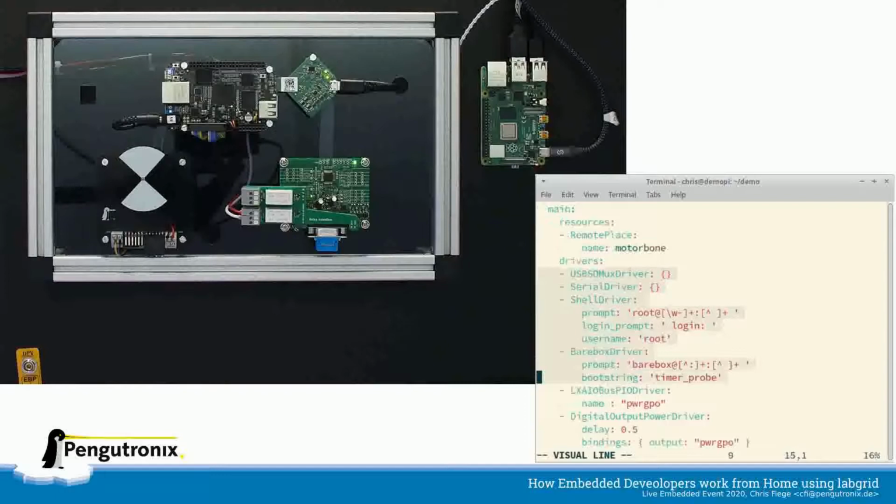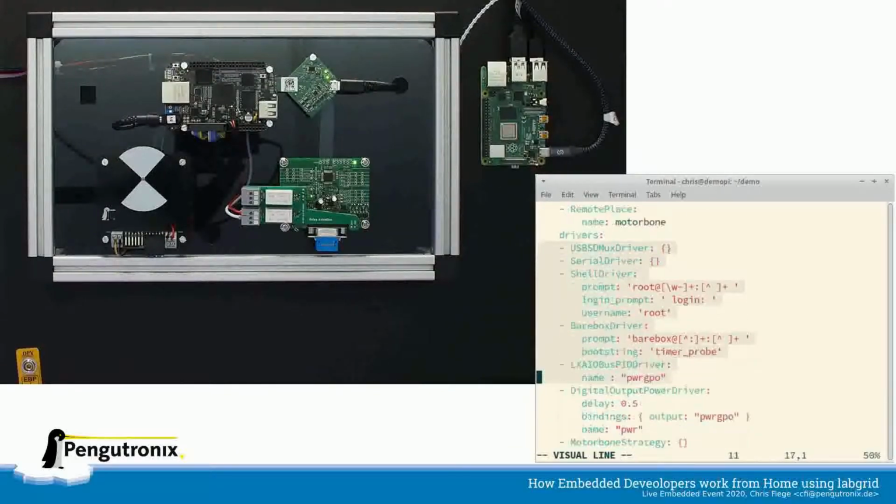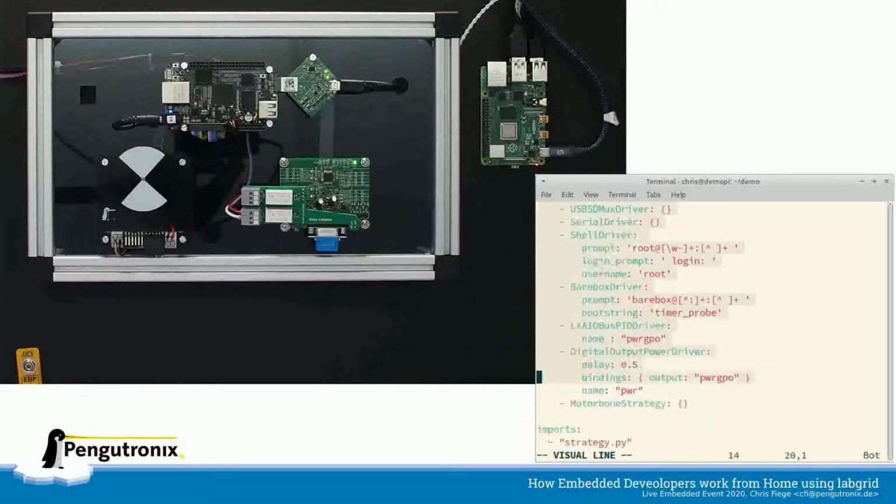You see that we have some special configuration here that tells the driver what our actual prompt looks like, so that our driver is able to adapt to different prompts and different setups. The last two drivers here are a driver for a general purpose output and a driver on top of this output that we'll use to switch power. The last thing mentioned in this configuration file is a strategy.